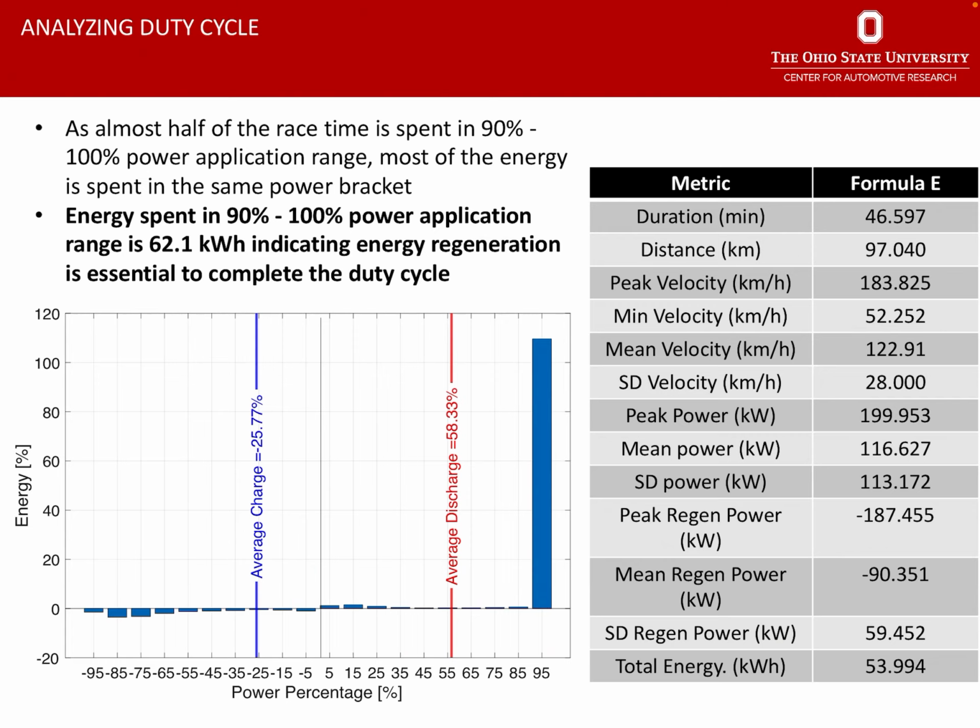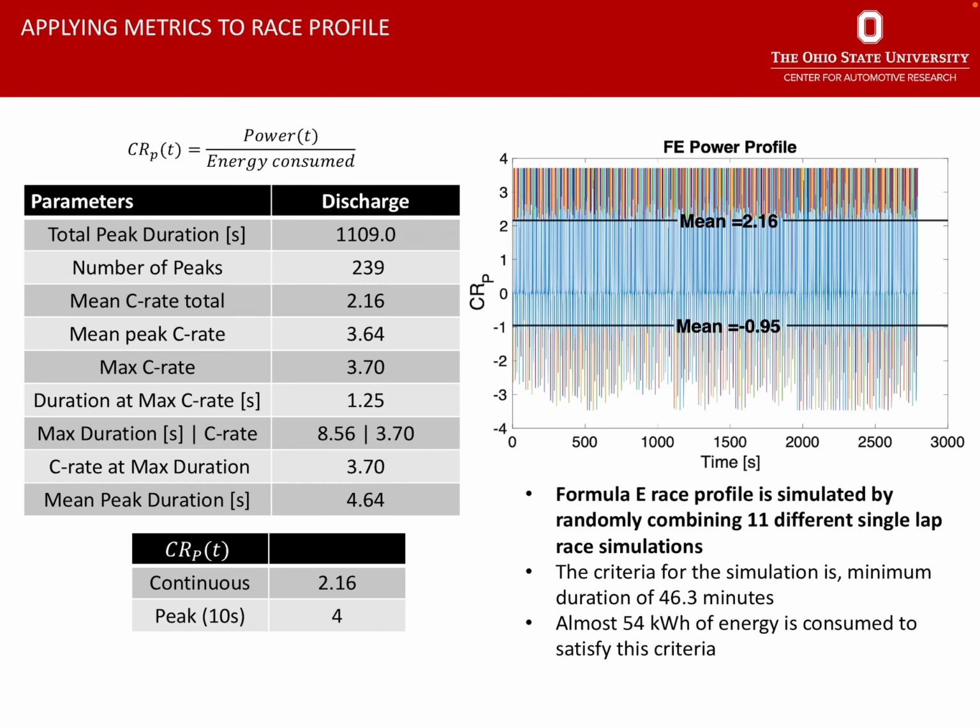Another interesting thing to observe here is that the car is deploying more power, more energy, in the 90 to 100% range than the car is capable of. It's deploying over 100% energy. So this shows that it is really important to recuperate energy in order to complete the race. The car deploys 62.41 kilowatt hours of energy just in the 90 to 100% bracket, not even accounting for the energy consumed between 0 to 90%. So that just shows the importance of energy recuperation here.